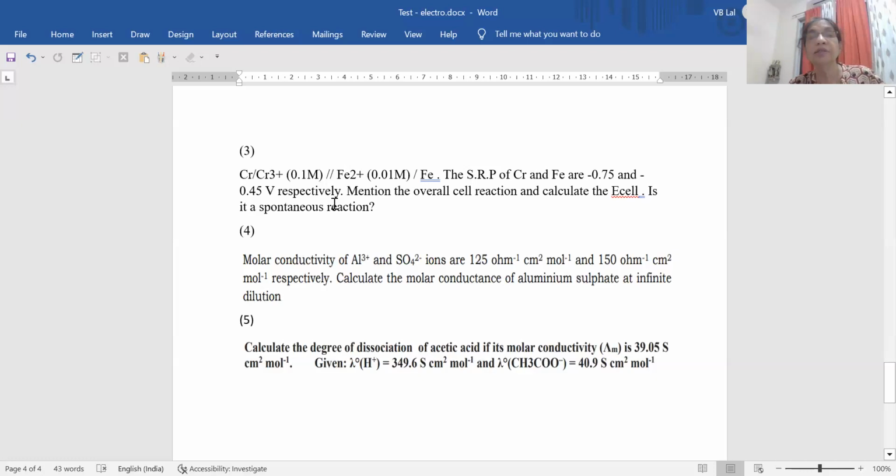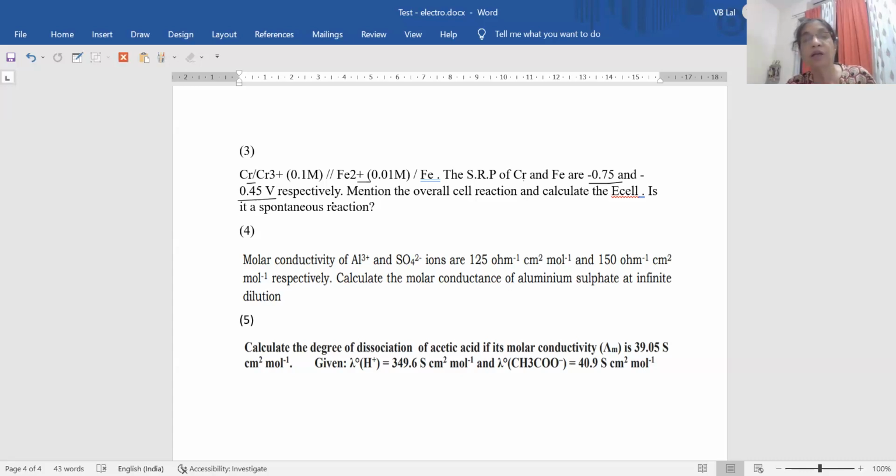Then this is a reaction where the SRP of chromium and iron is given. Mention the overall cell reaction and calculate E cell. Is it a spontaneous reaction? If the EMF of the cell is positive, then it is a spontaneous reaction. Here the cell reaction is already given. The left side is the anode and the right side is the cathode. You have to find E0 cell first, using the standard reduction potentials given, and from E0 cell, using the Nernst equation, you find E cell.